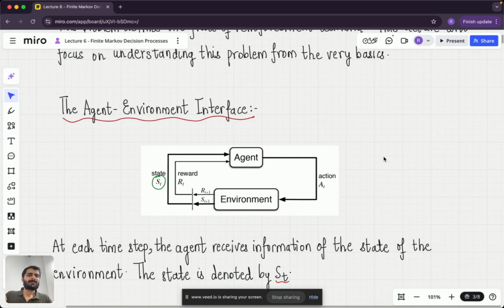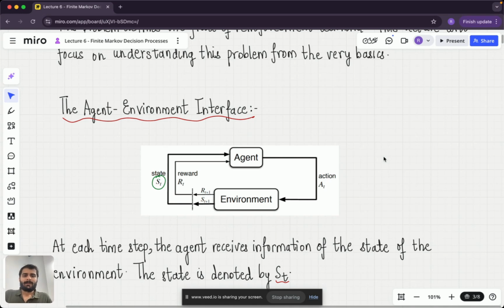Remember in the first lecture about reinforcement learning, we said that there is an agent which interacts with the environment around it, and then it gets more and more experiences from the environment and learns and becomes better and better to achieve a reward or a goal. Now we are going to formalize this intuition in the form of this agent environment interface.